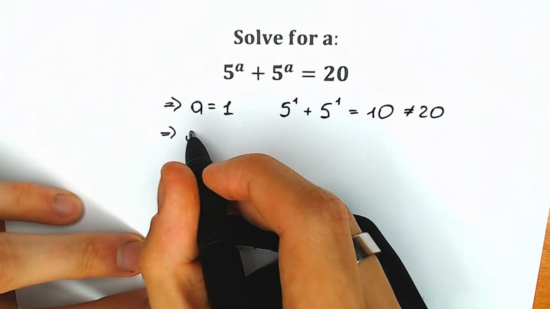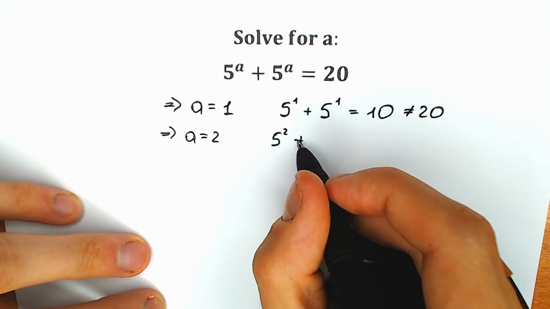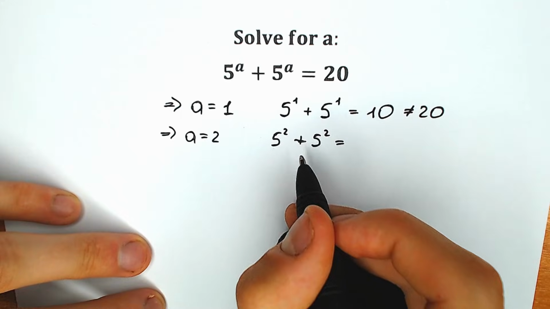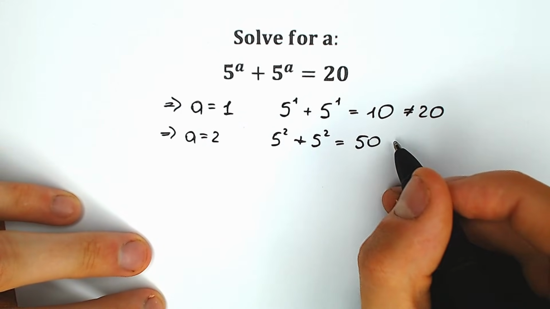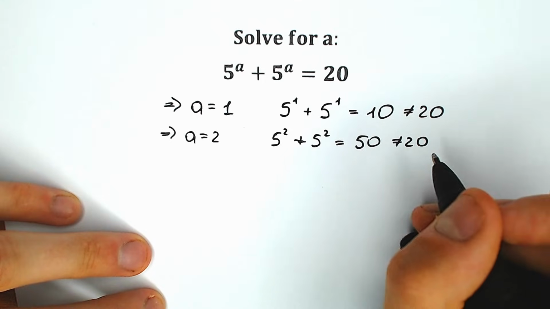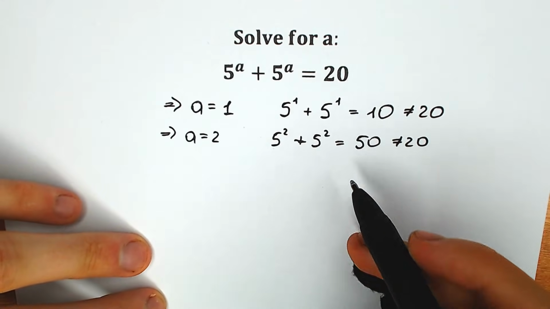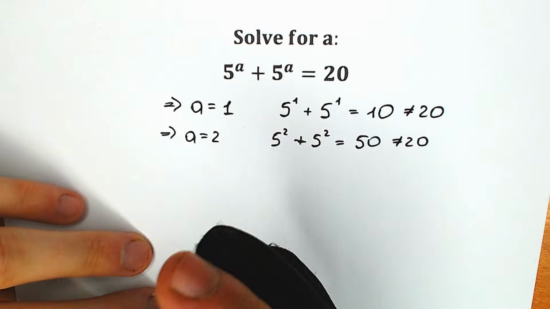Secondly, let's check, for example, a equal to 2. So we have 5 squared plus 5 squared, what do we have? We have 25 plus 25 equal to 50. So this is not equal to 20, but we can see that we have gone past 20, as a result we have 50. So our root is between 1 and 2. Our inspection method doesn't work right here.